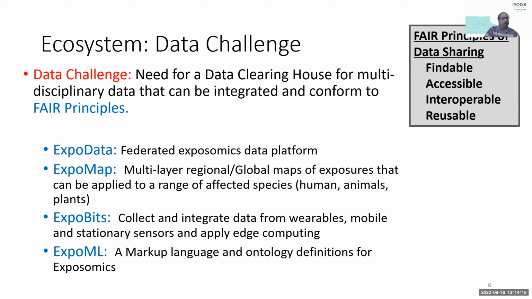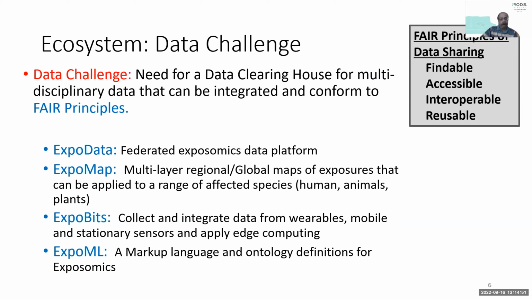And apart from that, I think there are tools which are needed, which will be very helpful for meeting the data challenge. One is, since exposomics is highly spatio-temporal, it changes with time and it changes with location. We would like to see how we can use that type of geocoding to be useful so that we can see how exposures can affect a large range of people and species themselves.